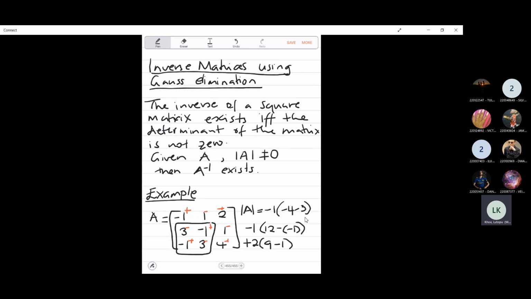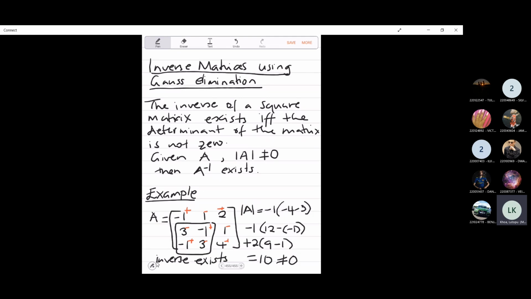Okay, then all this I can just type in on my calculator. -1 times -4 minus 3 minus 1, 12 plus 1 plus 2, 9 minus 1. And this should give you a determinant of 10. And 10 is not equal to 0, and that means that the inverse exists. So remember, the inverse exists if and only if the determinant is not 0. So here we can say that the inverse exists.